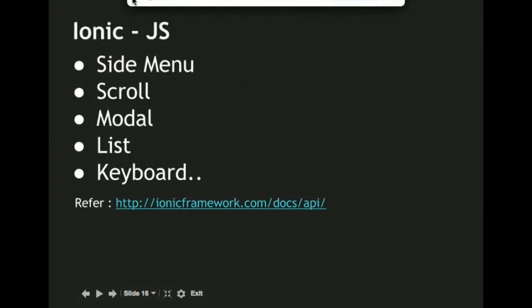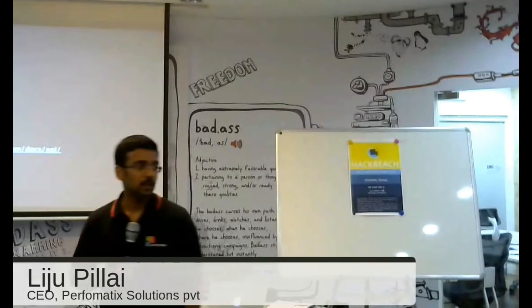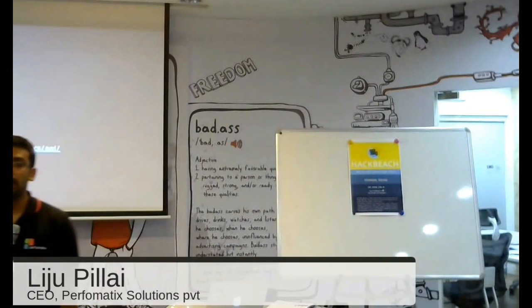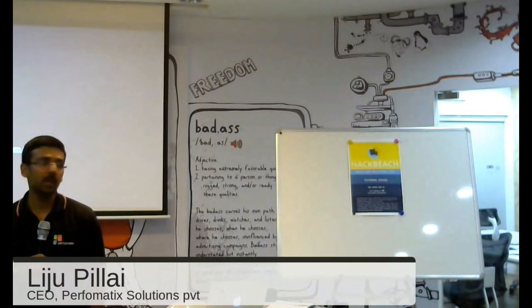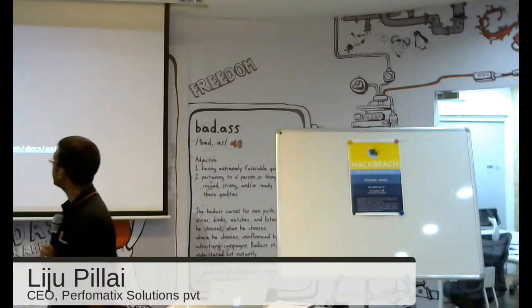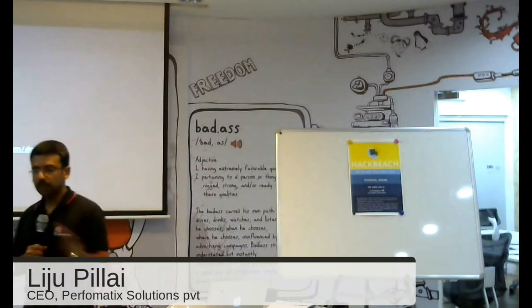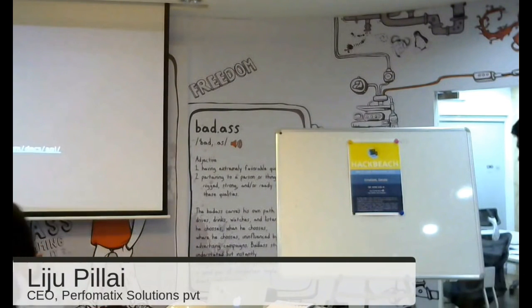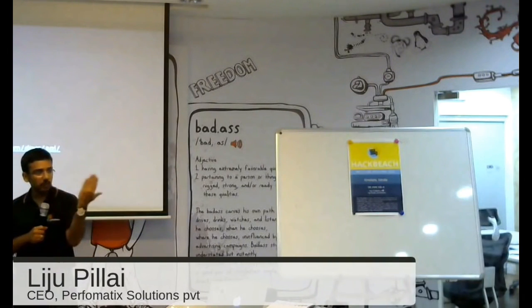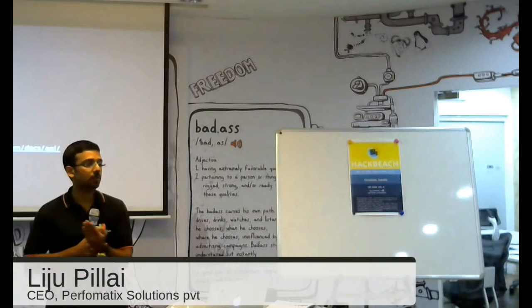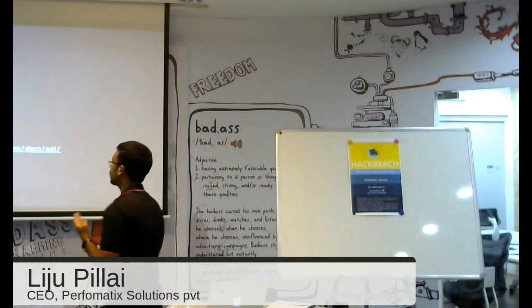The second set of components are what? JS, right? There are certain functionalities you just can't achieve through CSS, right? If you want to do a modal, or certain other things, you will need some JavaScript scripting to enable that. So here Ionic also has another set of components which you can use as JavaScript. In this case you have a side menu, the side menu that comes out, right? That is a JavaScript library you can include.